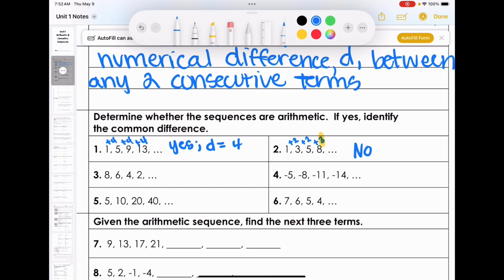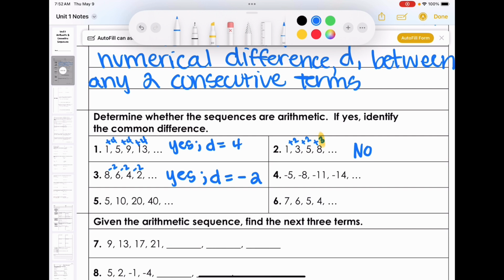All right, number 3, 8, 6, 4, 2. So we're subtracting 2, and subtracting 2. So yes, this is an arithmetic sequence, and our common difference is going to be a negative 2 because we are subtracting by 2 every time.